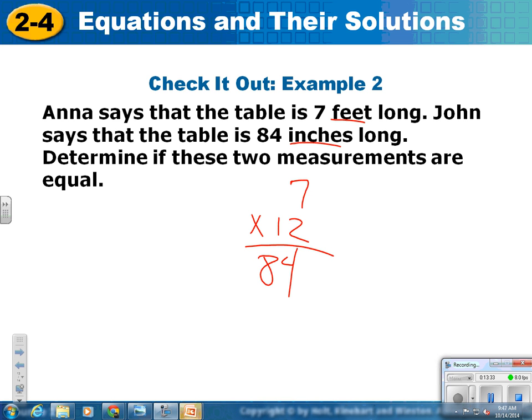Now, some of you, I came around, some of you were like, oh, there's my answer, 84. That doesn't answer the question. To answer the question, you need to say, yes. They are equal. Be careful when you do these things.